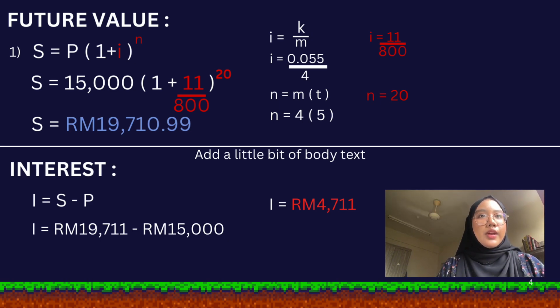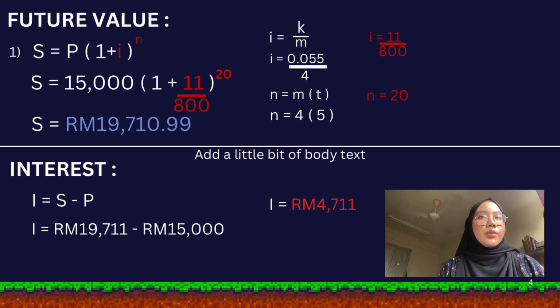So, we can find the i from k per m. K is the value of interest, m is the value of compounded interest. We can fill all the information into the formula, and I got the i is 11 per 800. For the n, we can find it through the formula n equal to mt. The m is 4, the t is for the terms, which is 5. The answer for n is 20.